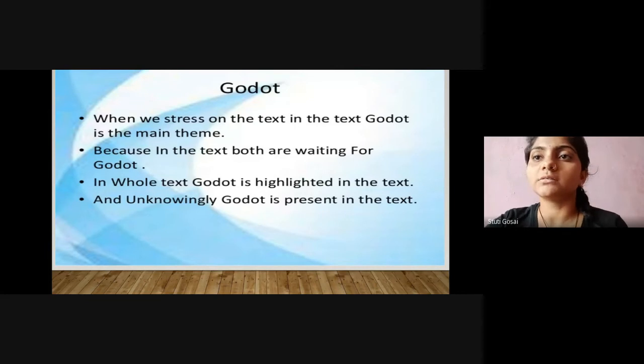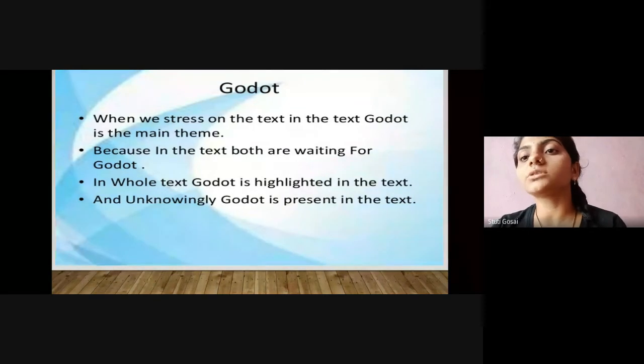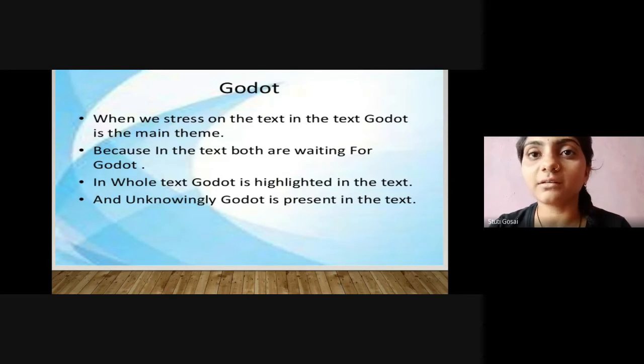Godot. In the play, Estragon and Vladimir wait for the arrival of a mysterious character named Godot. However, Godot never arrives. Therefore, the audience never actually learns who Godot truly is.